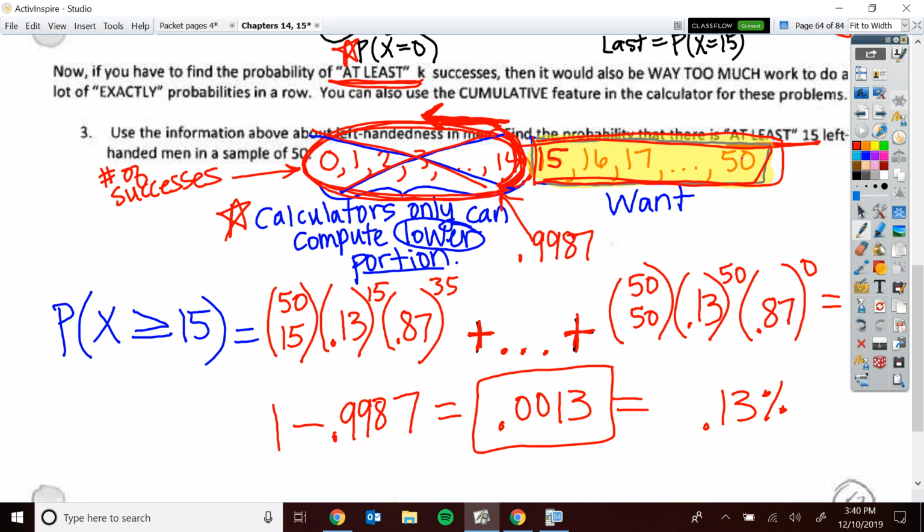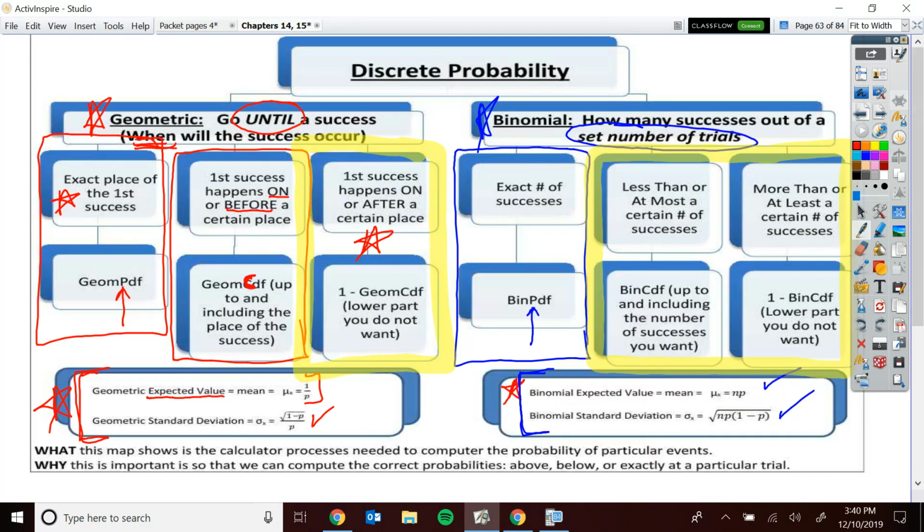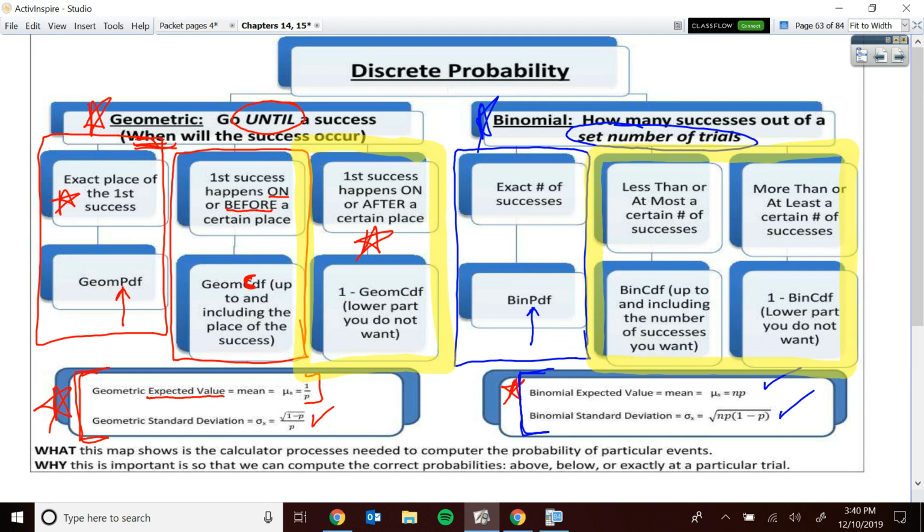All right, so that's as tricky as it gets, guys. The rest is just paying attention to what you want and what you should be subtracting. Now let's practice the other part. We can take a look at our thinking map. If we want less than or at most a certain number, then you do the binomial CDF. If it wants the lower part, then you just binomial CDF it.